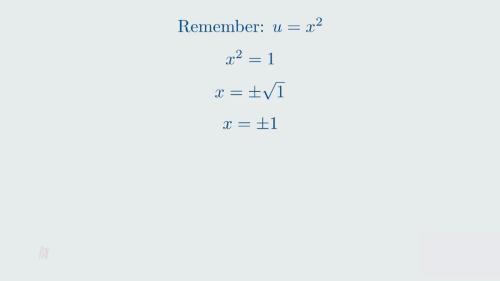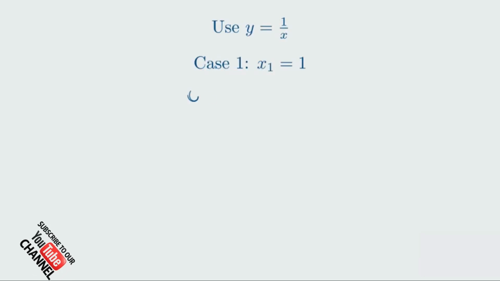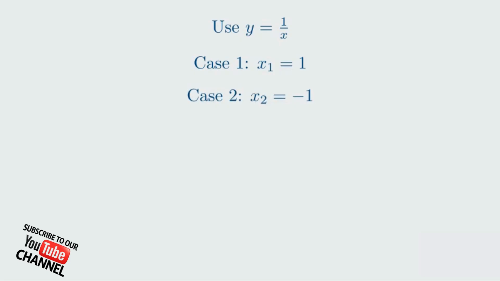We now have two possible values for x, but for each x, we need to find the corresponding y value to get a full solution pair (x, y). Let's find the y values. We'll use our substitution equation, y equals 1 over x, and our two x values. Our plan is to plug each of our x values into the equation y equals 1 over x to find the corresponding y. Let's start with our first case, where x is positive 1.